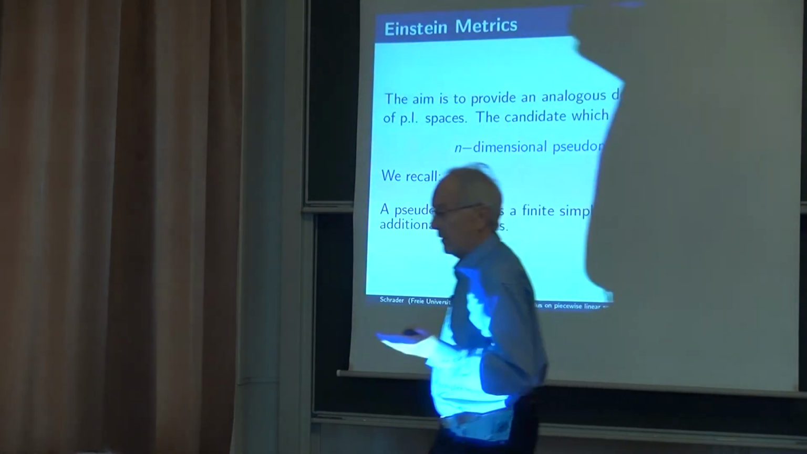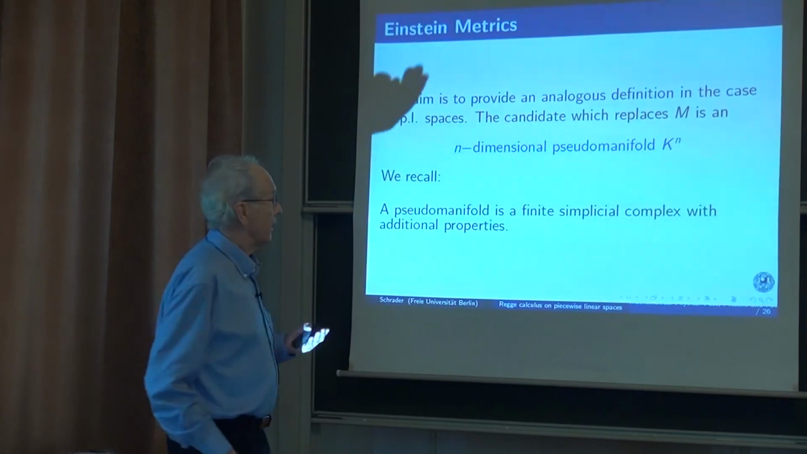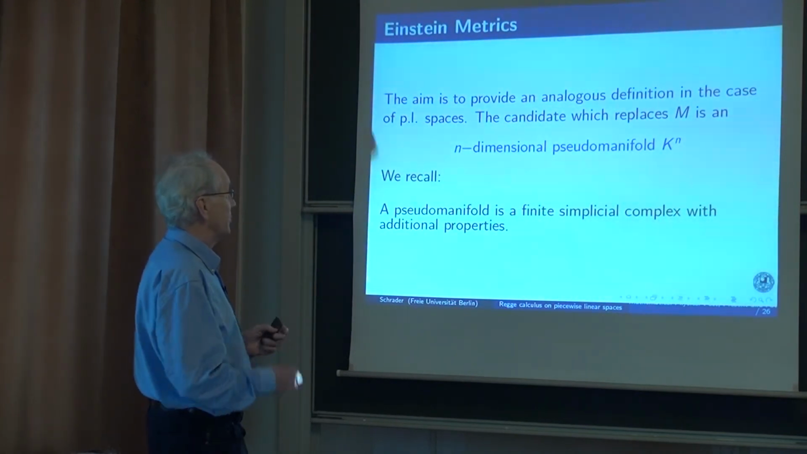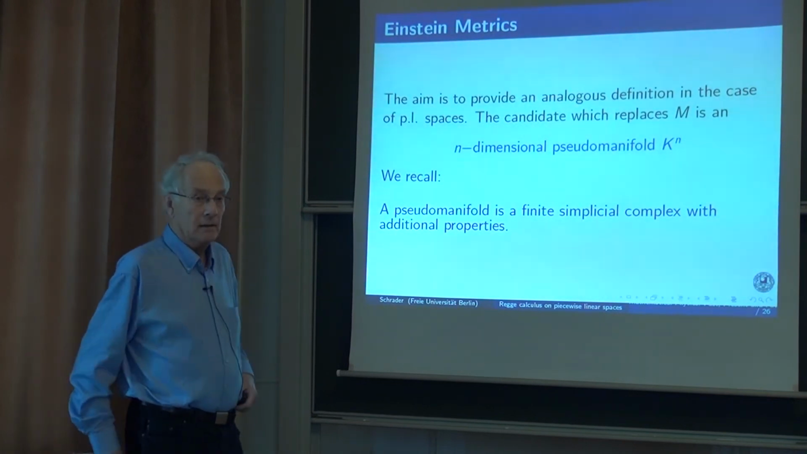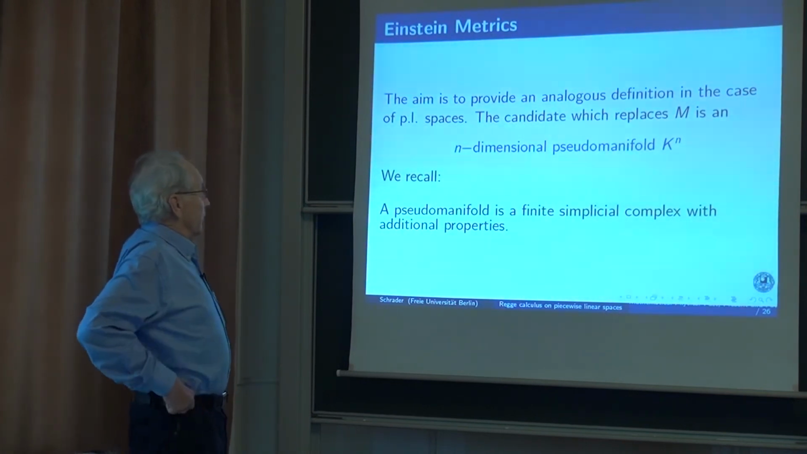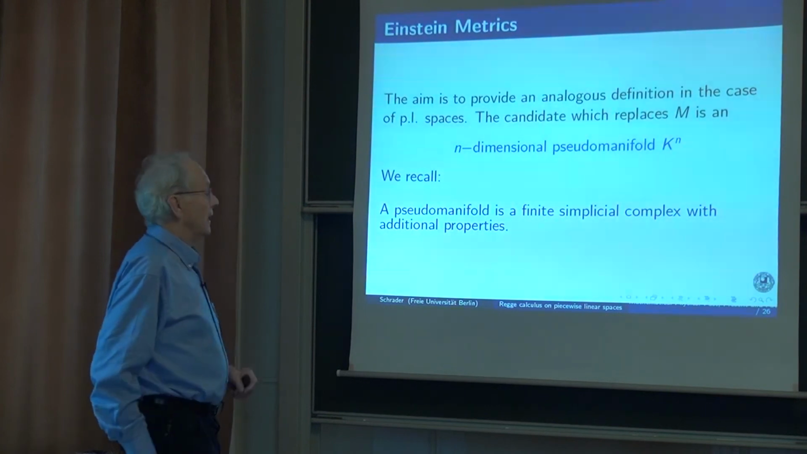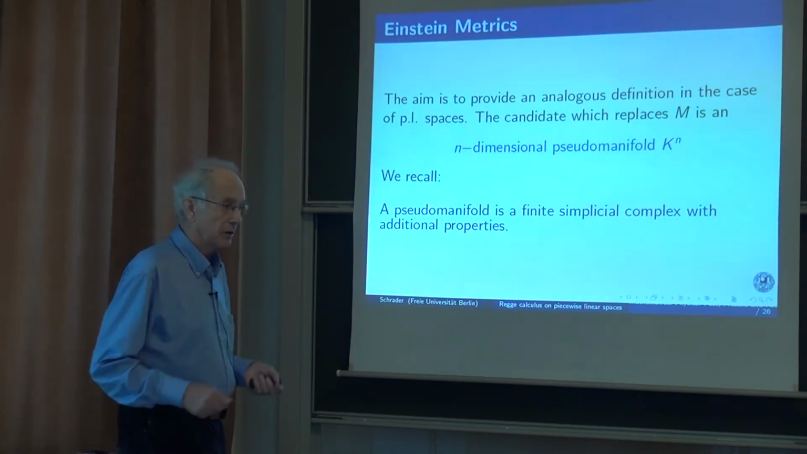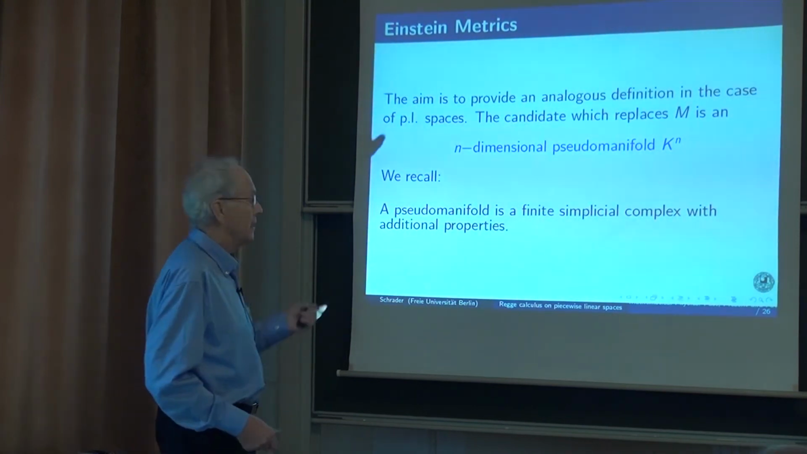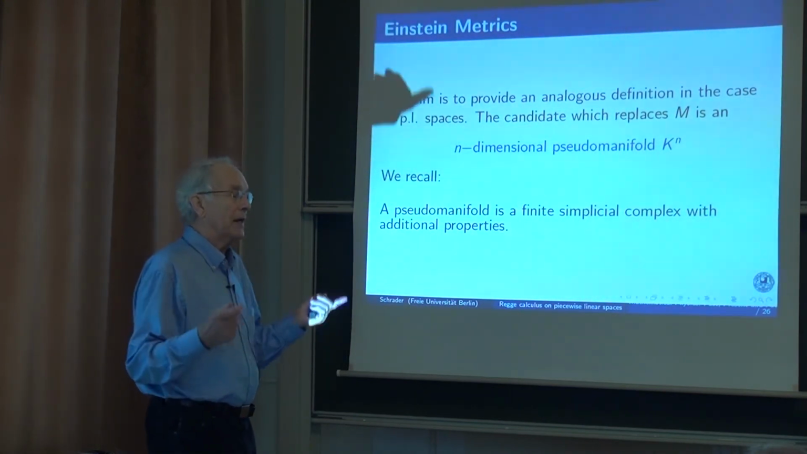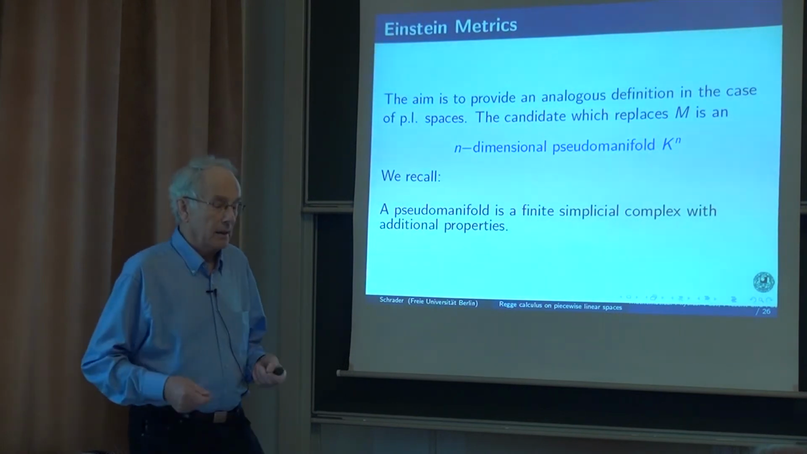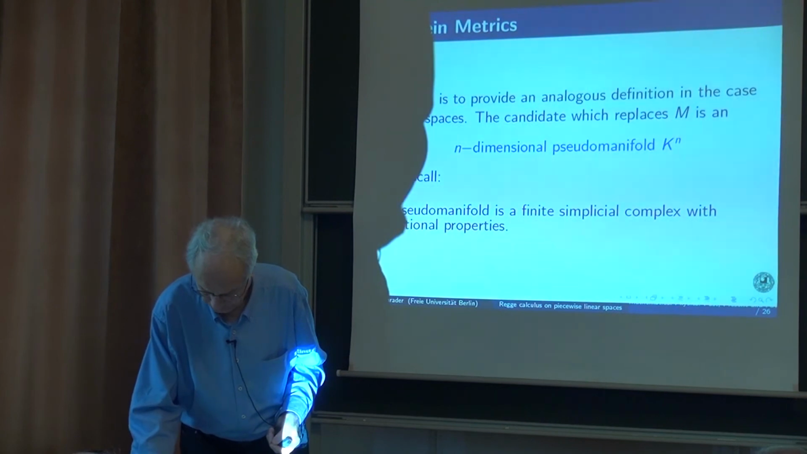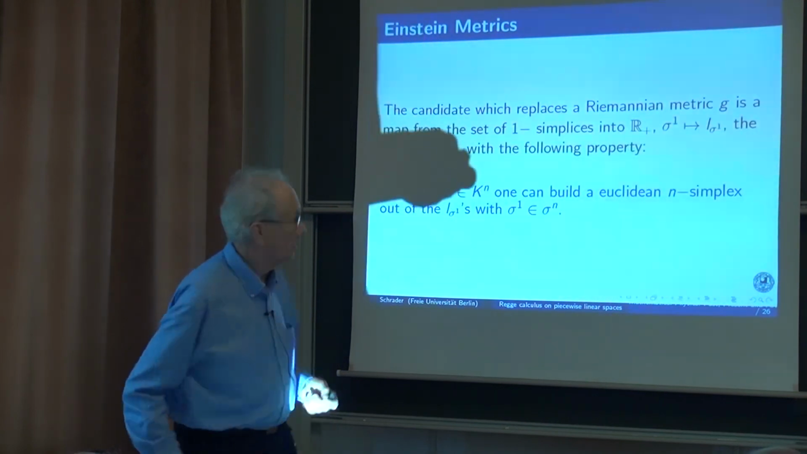So the question is, what replaces a manifold in this PL context? Well, that's an n-dimensional pseudomanifold Kn. A pseudomanifold Kn is a finite simplicial complex with additional features, which you can look up in algebraic geometry, but it's something that you get when you triangulate a smooth n-dimensional manifold. That's typically what you get.